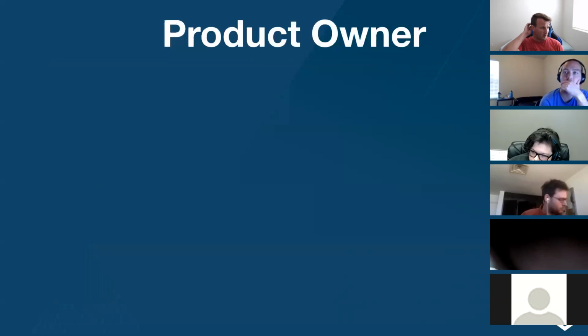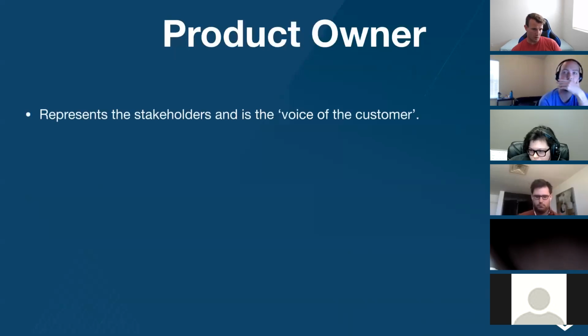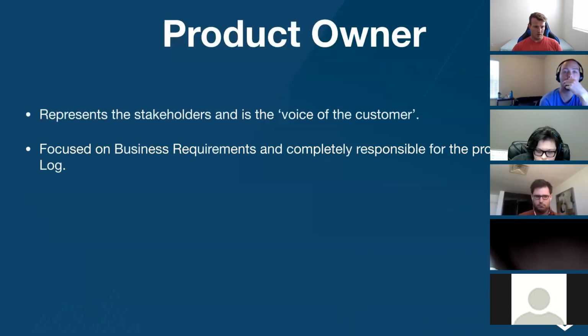Okay, to wrap up, we're going to just look at some of the specific roles of different team members in this process. So a product owner represents the stakeholders and is the voice of the customer. So they're really fighting for what the stakeholders want and taking requirements down to the development team. They're focused on the business requirements, and they're completely responsible for the product backlog that we saw in the last image.